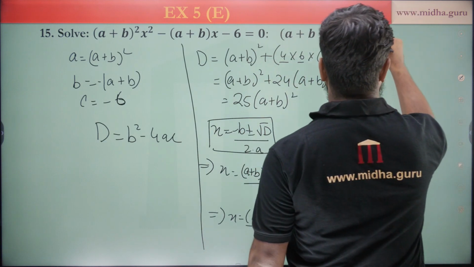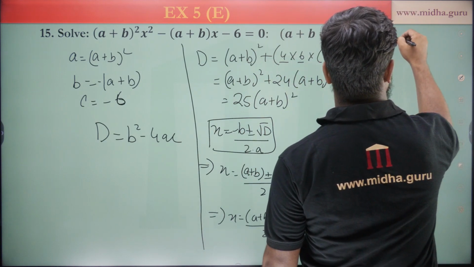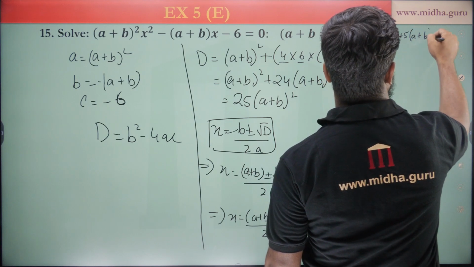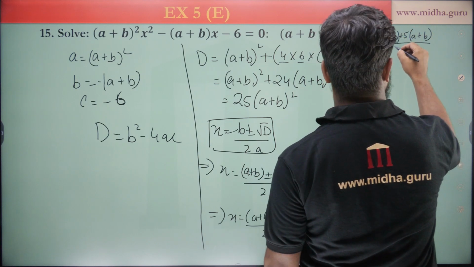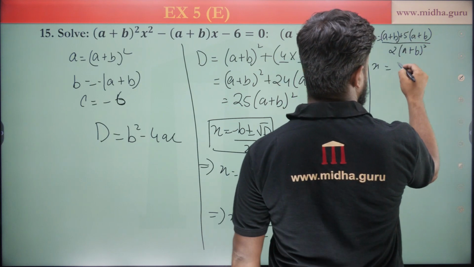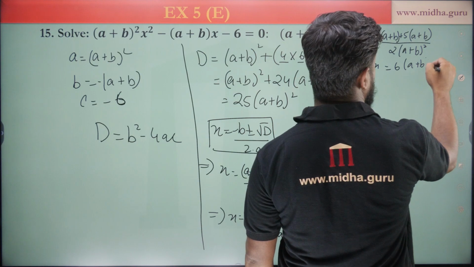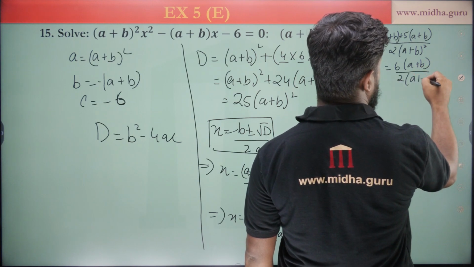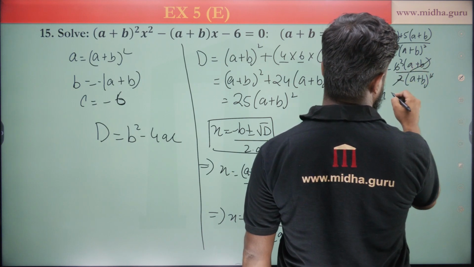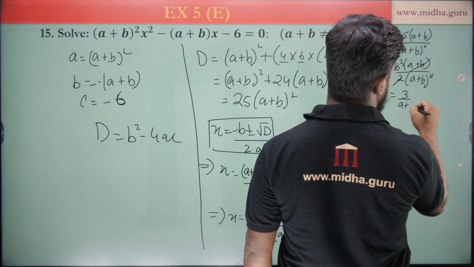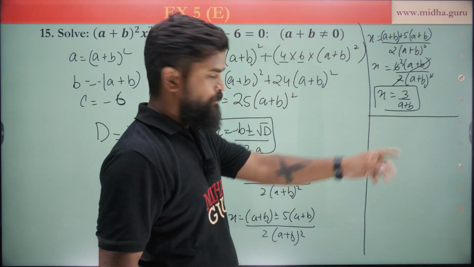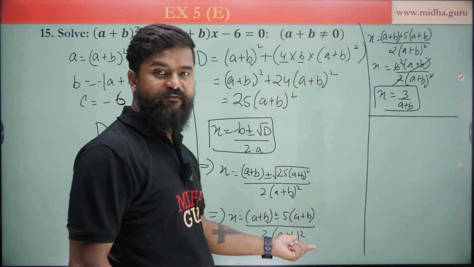The first one being a plus b plus 5 times of (a plus b) by 2 times of (a plus b) whole squared. It means x is equal to 6 times of (a plus b) divided by twice of (a plus b) whole squared. We'll cut this off with the square. This will go into 3 times. So x is equal to 3 by (a plus b). So this is one root for x based off of when we did a plus b plus 5(a plus b).